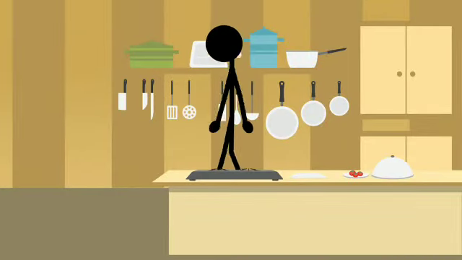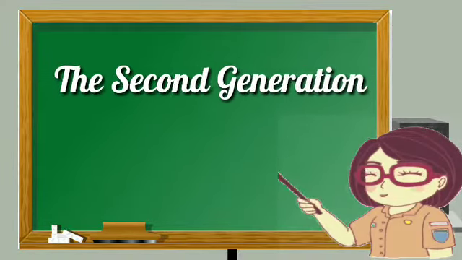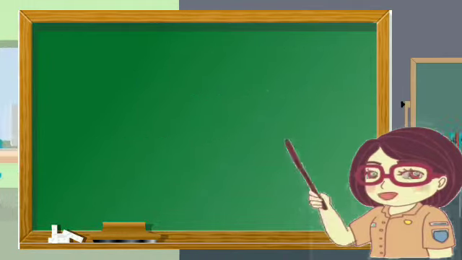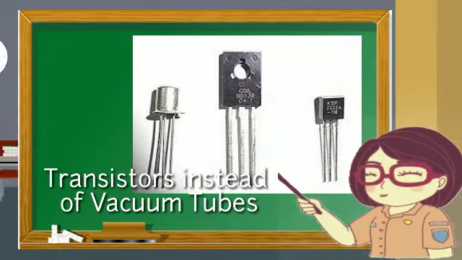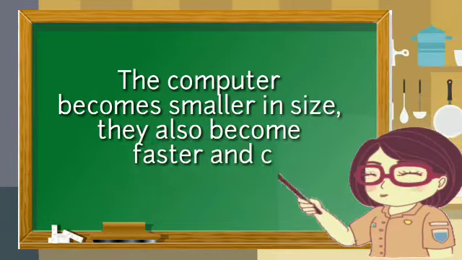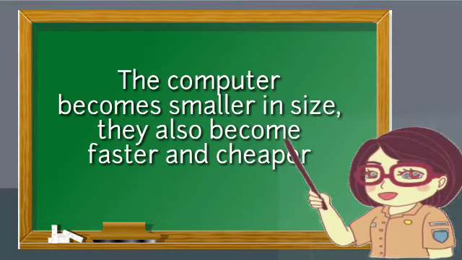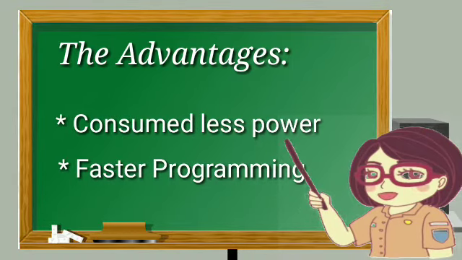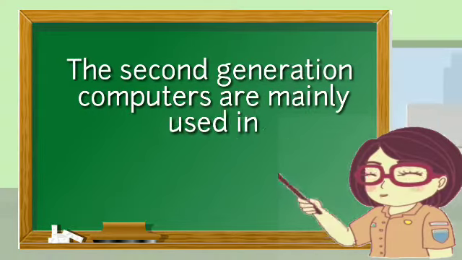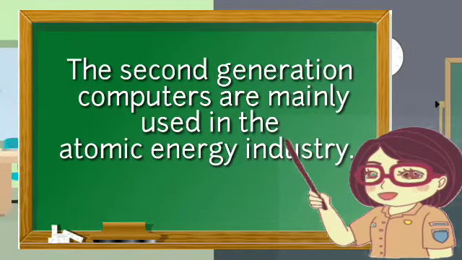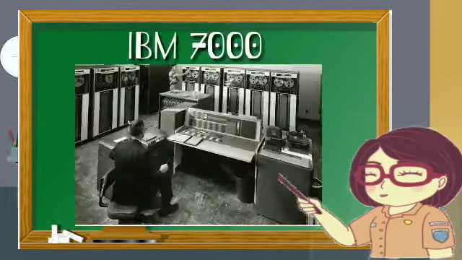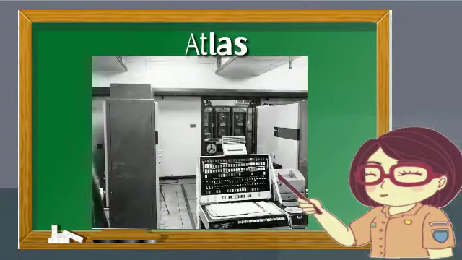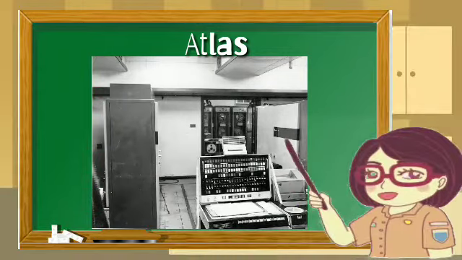So, let's go to the second generation. In this generation, the computers were developed in the period of 1956 to 1963. The second generation computers used transistors instead of vacuum tubes. The computers became smaller in size. They also became faster and cheaper. The advantages of the second generation computers were that they consumed less power and were faster in programming. They were mainly used in the atomic energy industry. The IBM 1620, IBM 650, and Atlas were examples of second generation computers.